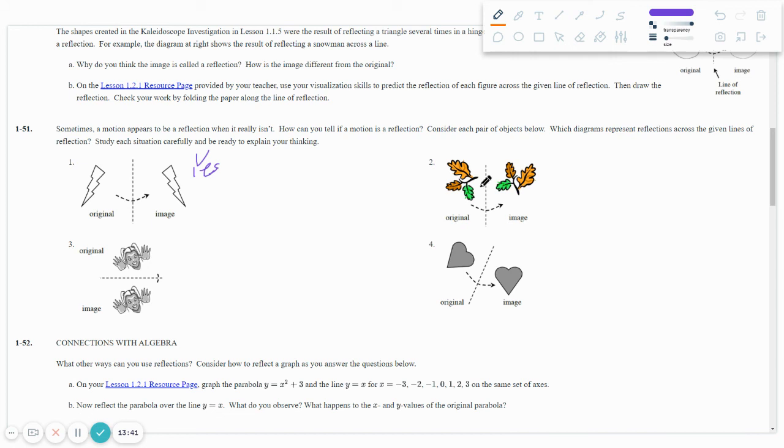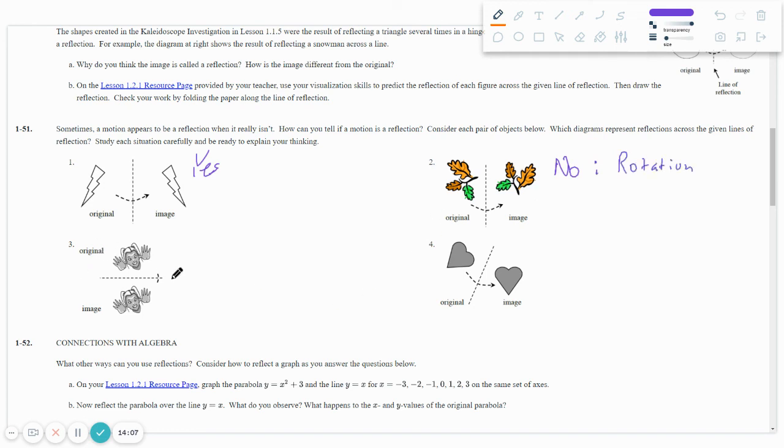Number 2, I'm going to specifically look at that green leaf because it's sort of different from the other two. Now, on the left side, the original, the green leaf is on the bottom most, but when we look at the image, it's now to the leftmost. But I'm supposed to reflect it across this line. I don't think this is going to be a reflection. This one's going to be a no. We're actually going to be learning in the next lesson that this is a rotation.